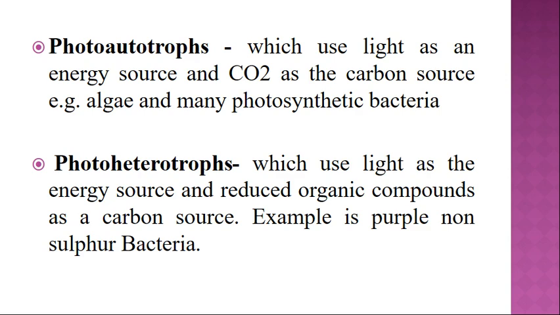Photoheterotroph, another nutritional category. It uses light as an energy source and reduced organic compounds as a carbon source. Example: purple non-sulfur bacteria. In photoheterotroph, again the energy source is light because they are photo. Heterotroph means they use organic compounds as a carbon source. The word hetero means the carbon source will be organic compounds. So purple non-sulfur bacteria belong to the photoheterotrophic group of bacteria.